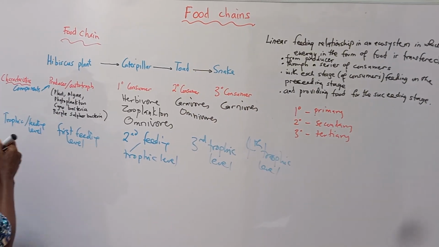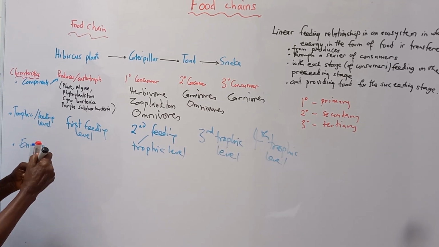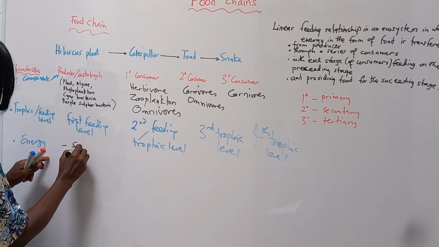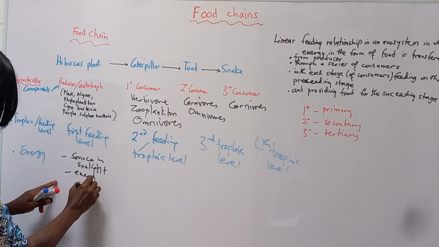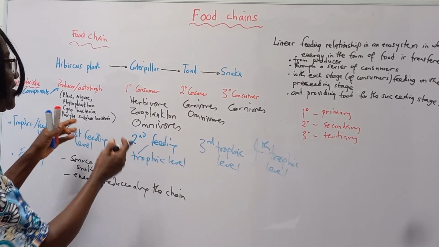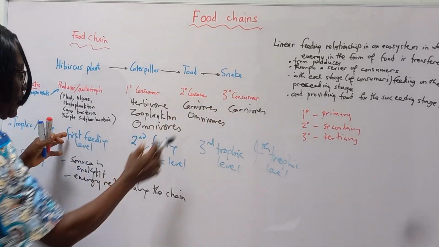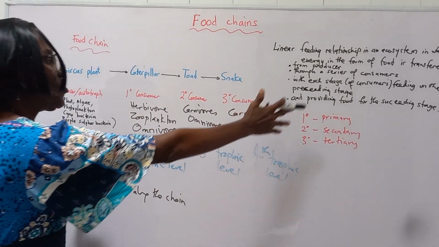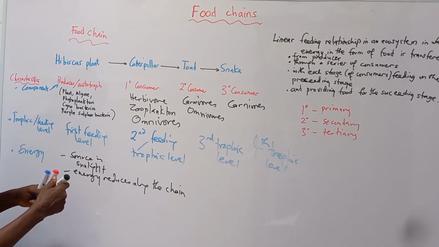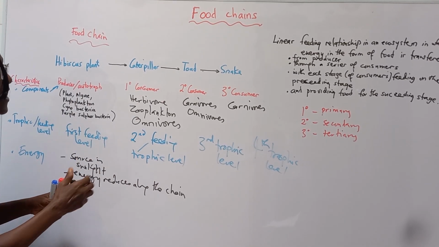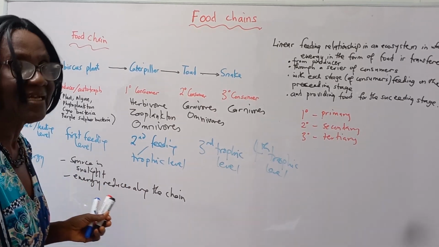Then we'll talk about the energy. The source of energy is sunlight. That's the first thing to take note of. And then the energy reduces along the chain, because energy is lost at each level. So the chain cannot be too long because energy is lost along the chain, and the organisms that have most energy decompose. This we will discuss in another lesson.